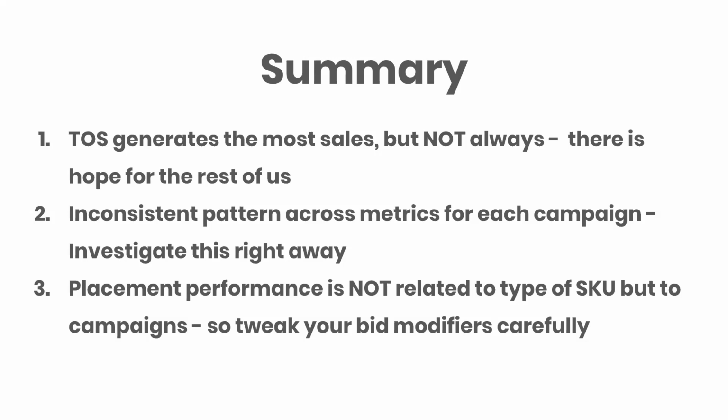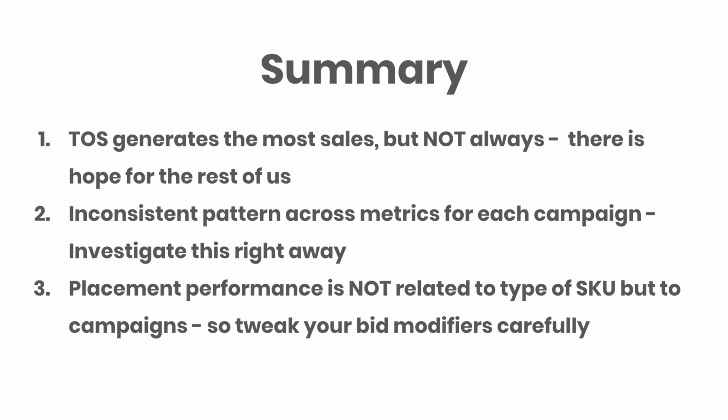The second summary point is that there's an inconsistent pattern across the metrics, and you can come up with your own metrics. We just shortlisted 3 today, but you can look at others like impressions or anything else like CTR, etc., and then investigate what that pattern is for each campaign. And then the third summary point is that the placement performance is not related to the type of SKU as far as we've seen so far, but it is more to do with the campaign and the campaign history.